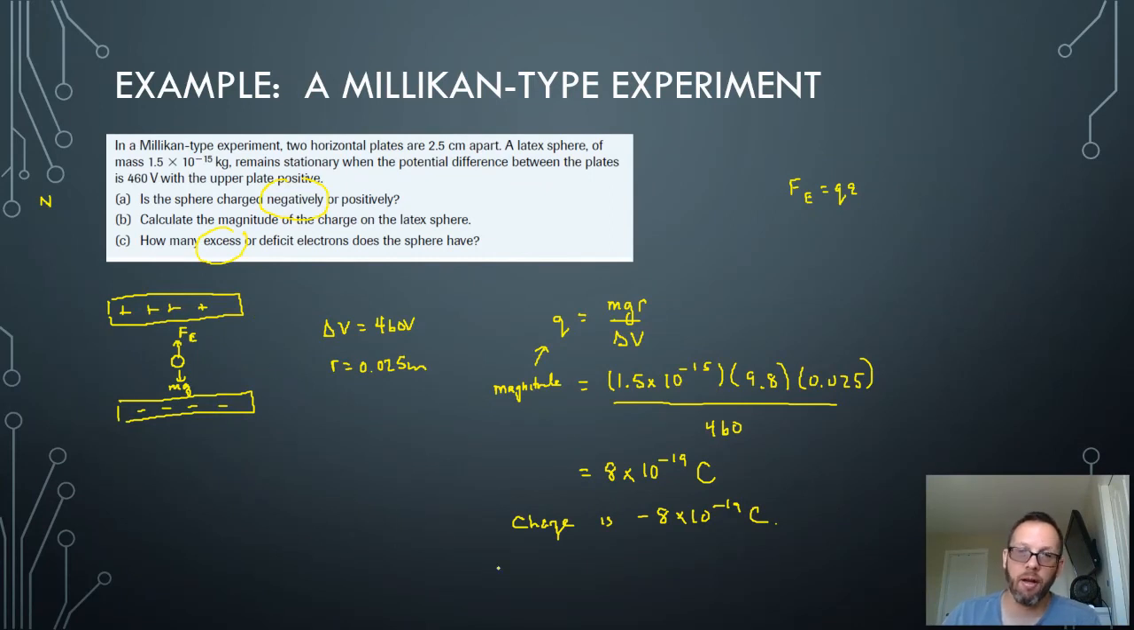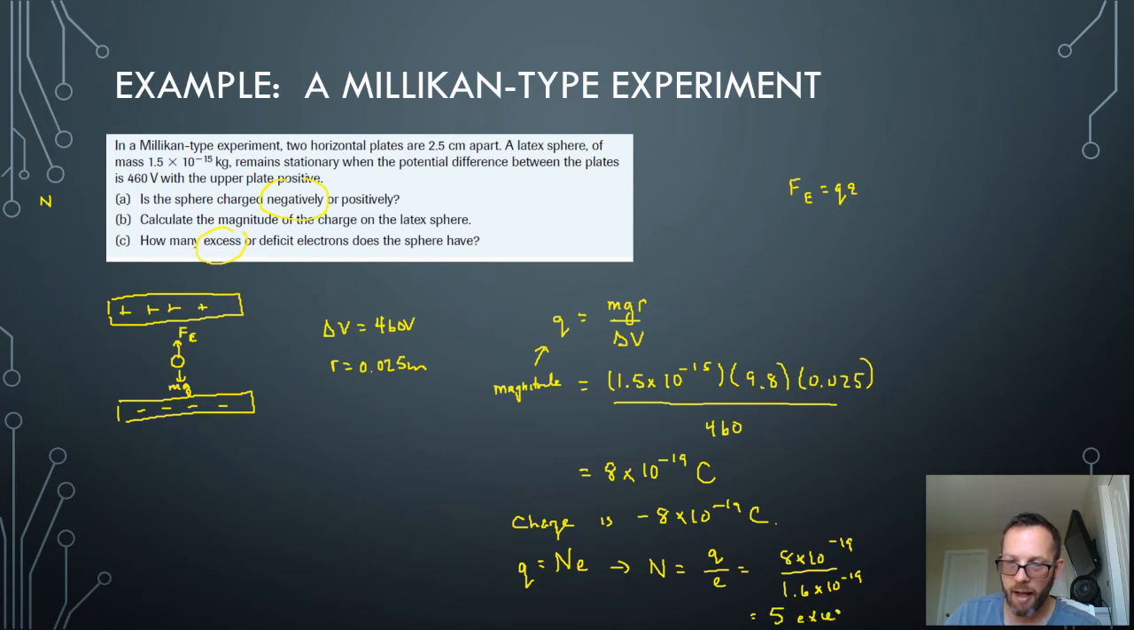And how many excess electrons do we have? Well, if Q equals N times the elementary charge, then to get the number of electrons, we just take the charge and divide it by e. So let's see how close we get here to a value. We can just plug in the size of the charge, 8 times 10 to the minus 19 divided by 1.6 times 10 to the minus 19. Last time I checked, that was 5. So 5 excess electrons.